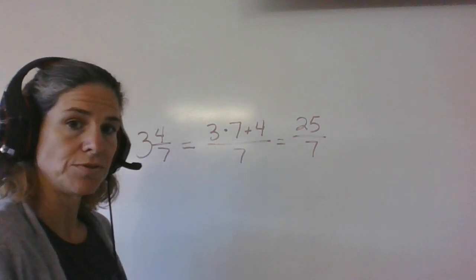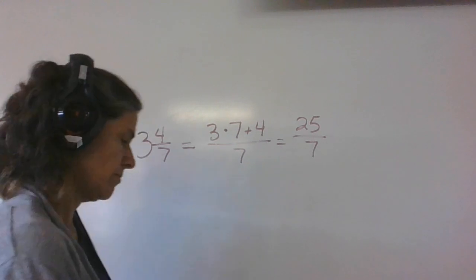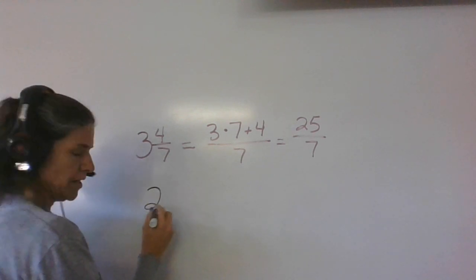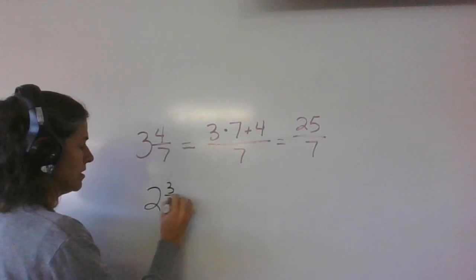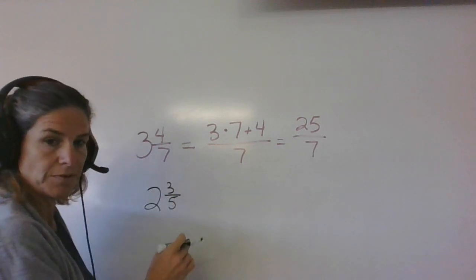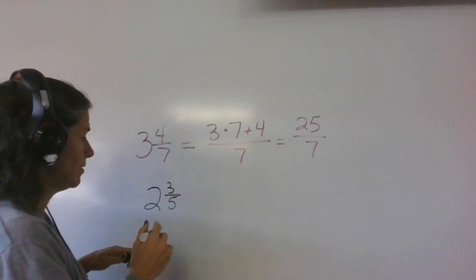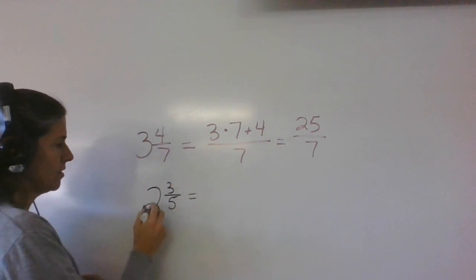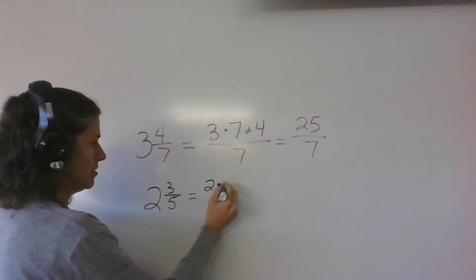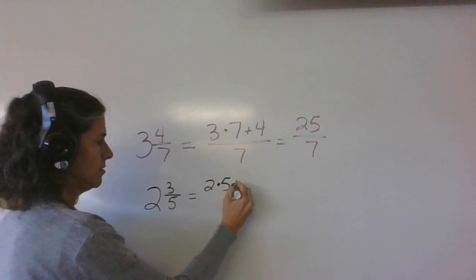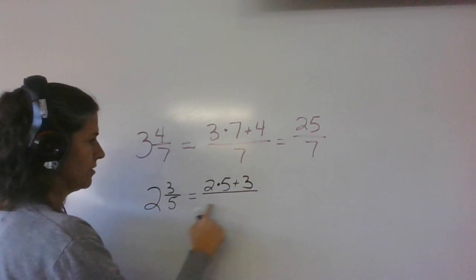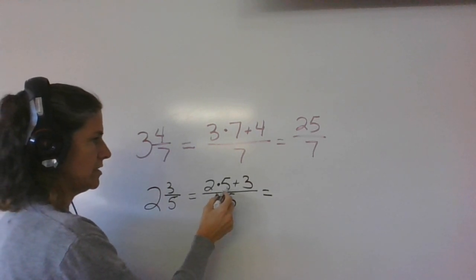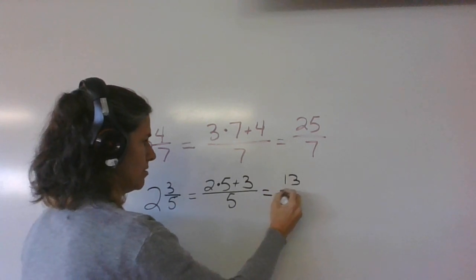All right, let's do another one. We'll do a couple of these to get back in the habit of them. And then you have an assignment in Delta Math where you work on this very same skill set. 2 and 3/5 is my next mixed number. 2 is my whole number, 5 is my denominator, 3 is my numerator. My whole number times denominator, plus my numerator, over that very same denominator. Your denominator does not change. 2 times 5 is 10. 10 plus 3 is 13.